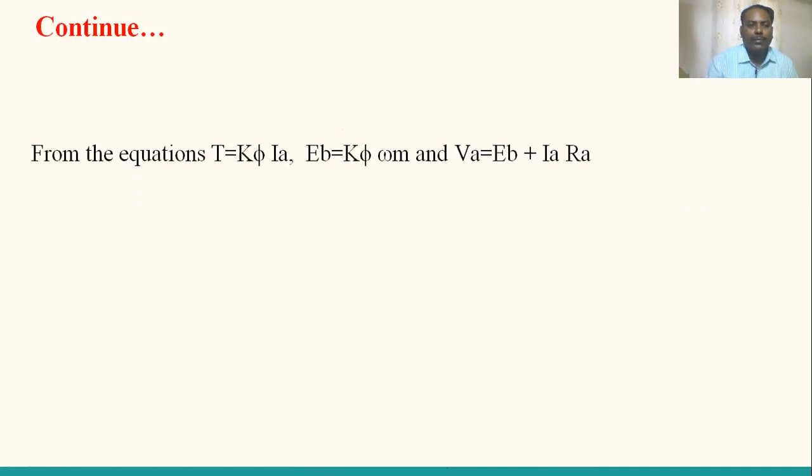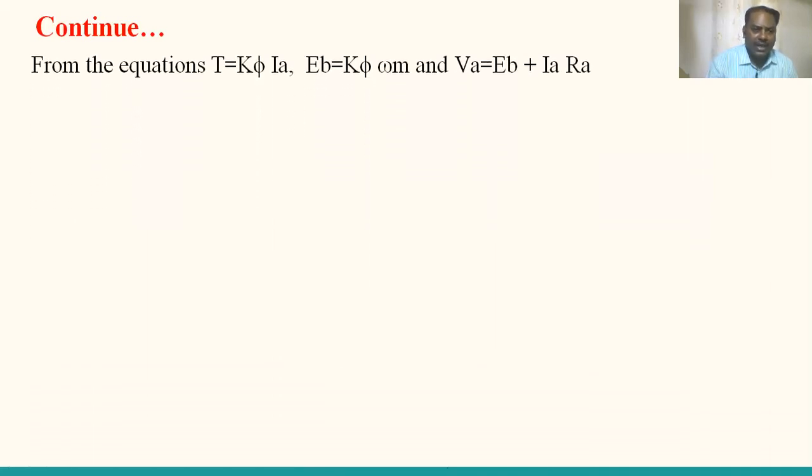And then from this, the speed equation is obtained. Torque T is equal to K phi Ia, and EB is equal to K phi omega. This is a separately excited motor with constant flux. Torque is directly proportional to phi into Ia, removing the proportionality constant.